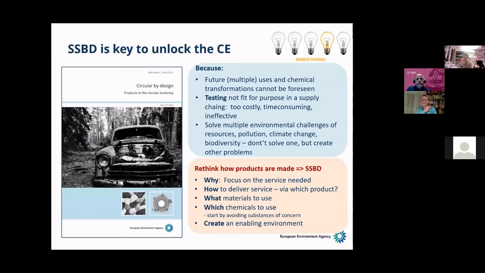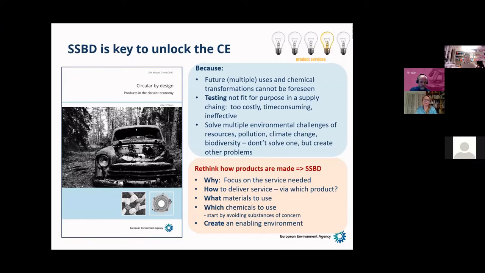So with that, in conclusion, we need safe and sustainable by design to unlock the circular economy, because the future exposure pathways and uses are really difficult to foresee. Testing has to be fit for purpose, and it's simply very, very costly and time consuming to test for all harmful substances. And we need to think about how we can solve multiple challenges. And when we are rethinking of the environmental challenges, so that we don't solve one problem and create other problems.